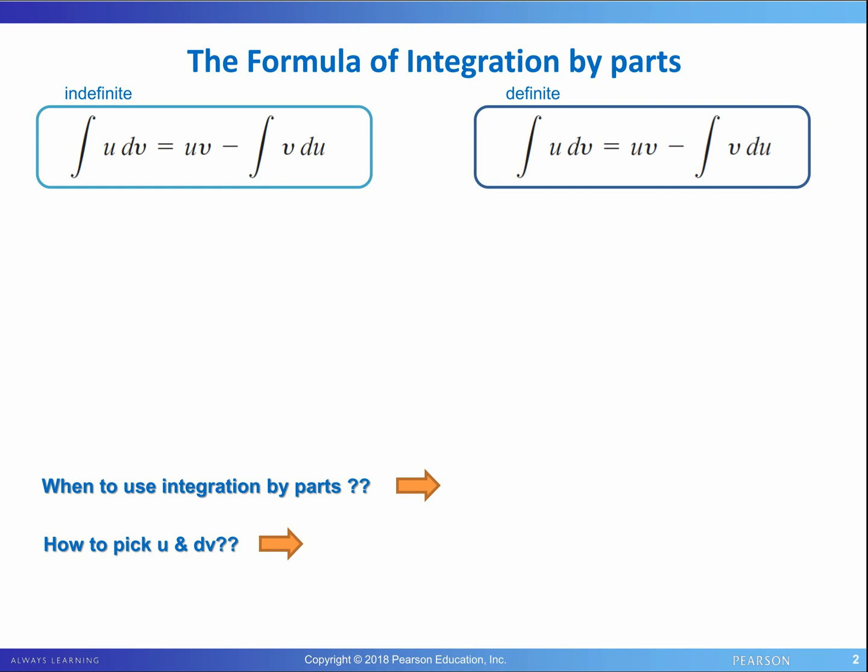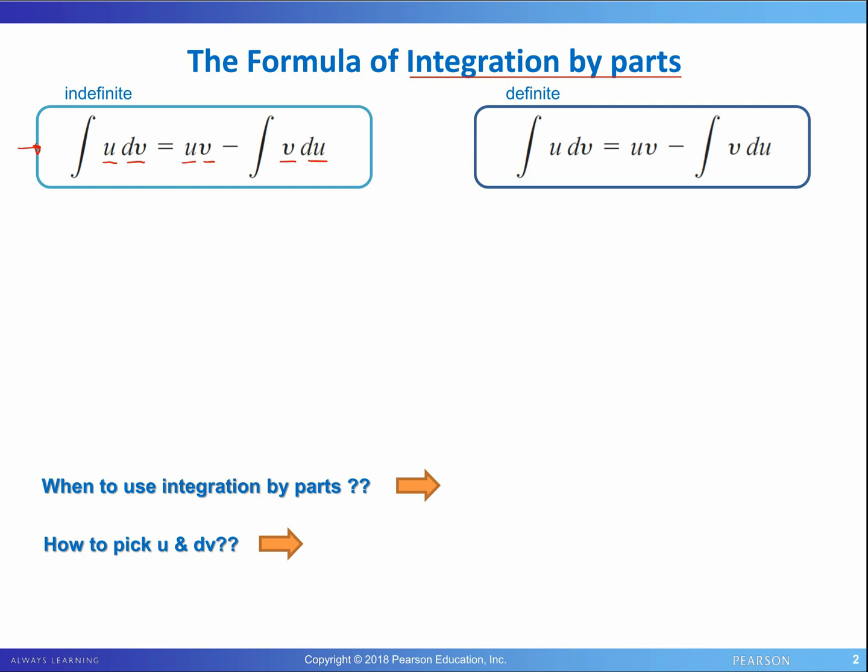Today's lecture is going to be about an intermediate integration technique called integration by parts. The good news is, when it comes to integration by parts, we only have one formula to worry about, which is this one right here. So we have the integral of u dv, which can be found from u times v minus the integral of v du. That is it. That is the only formula for integration by parts.